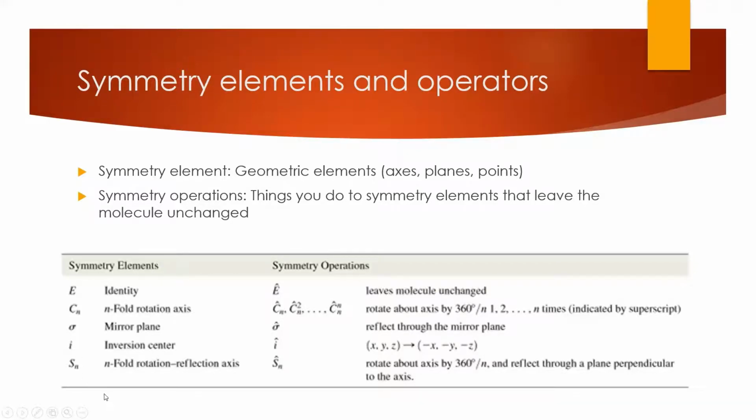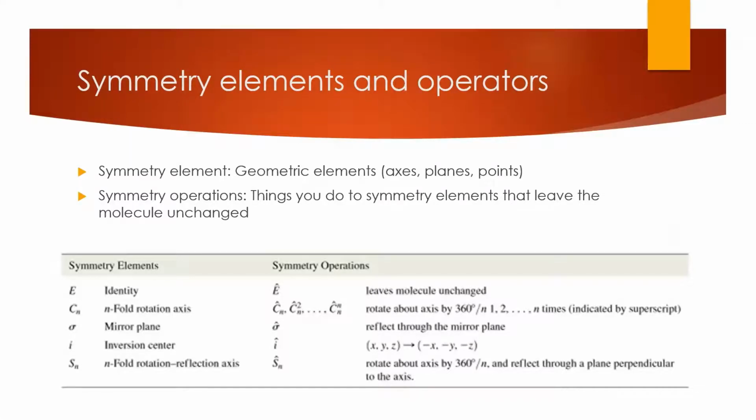So we can have inversion centers, which have the symmetry operator of I. And this is taking every point. So if we take the point x, y, z and make it the point negative x, negative y, negative z, so putting it all the way to the other side. If that leaves the molecule unchanged, that's an inversion center, and that's a point. And you can also have these funky ones here, these S sub n's, which are n-fold rotation and reflection axes. And we'll talk about these a little bit more in class.